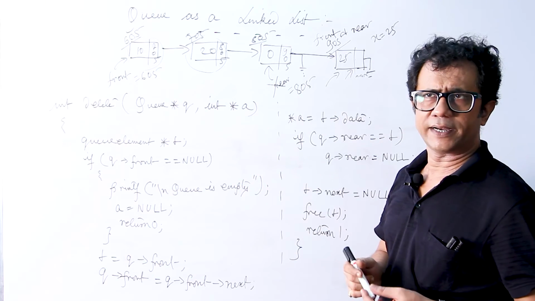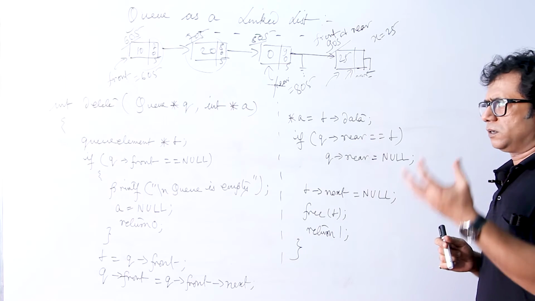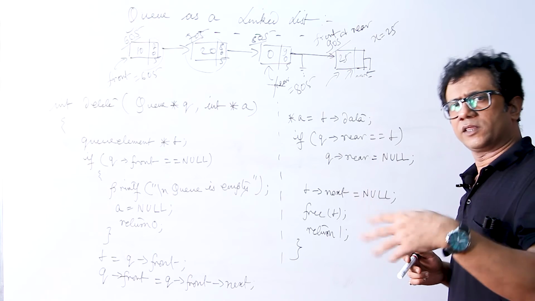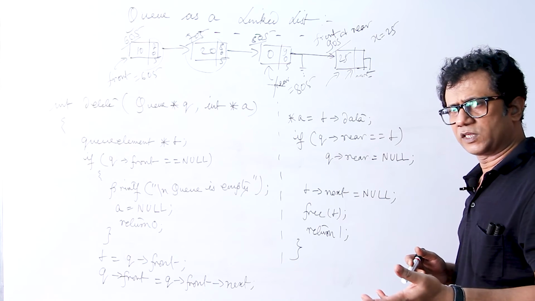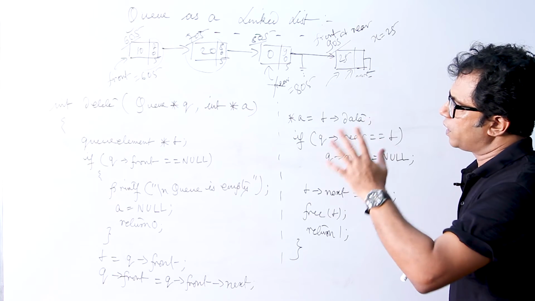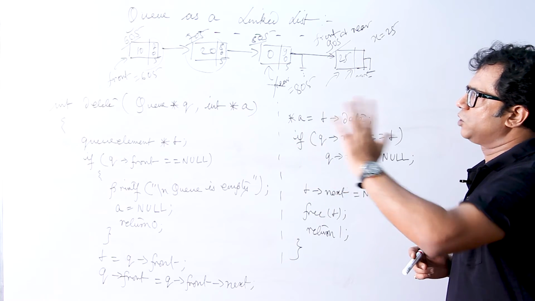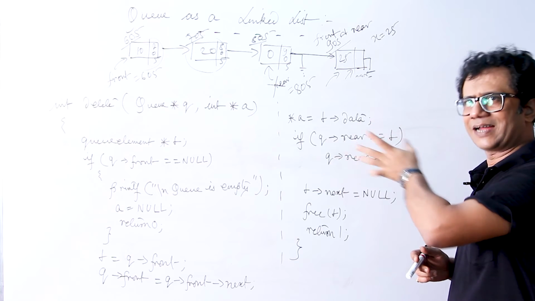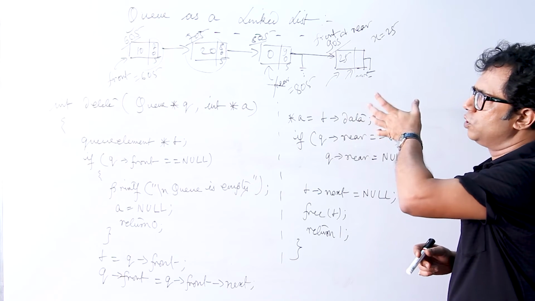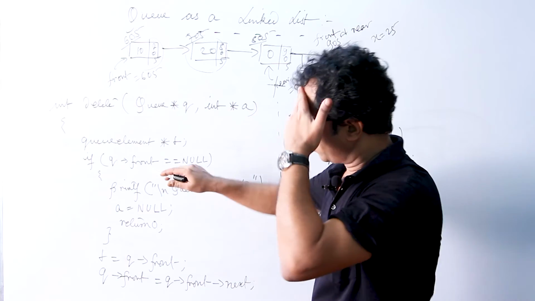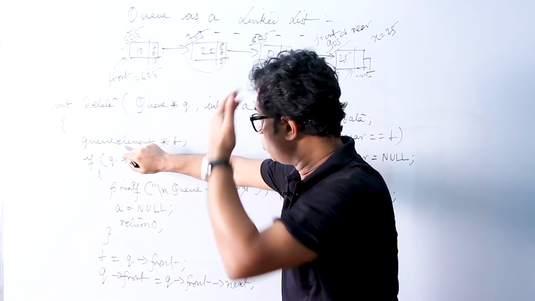From where will it be deleted? The node will be deleted from the front of the queue, because we are going to maintain the FIFO discipline, as we are dealing with queue data structures. So we are going to delete the node from the front position of the queue. The first node of the entire sequence of the queue will be deleted in the process of deletion. Now we have written queue element star t.